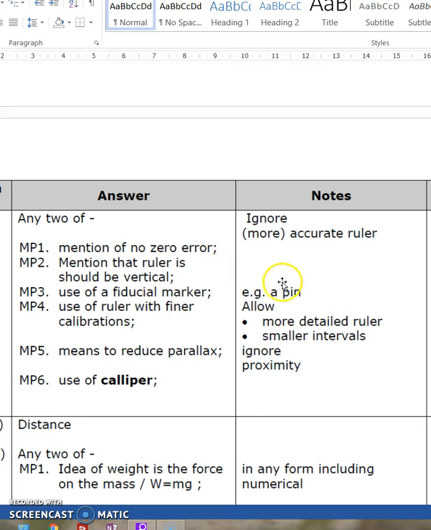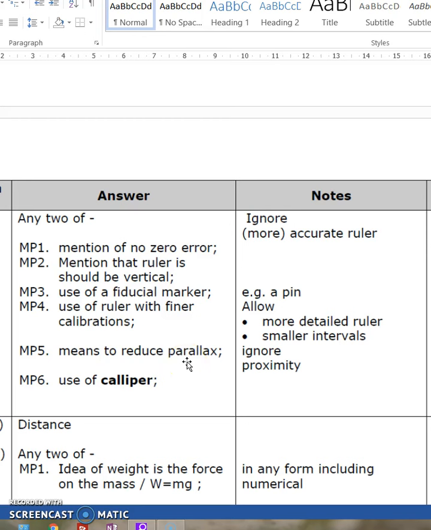The use of a marker such as a pin to line up the base of the masses with the scale. The use of a ruler with finer calibrations or smaller intervals or smaller divisions was acceptable. A means to reduce parallax error. Now this is by getting your eye level when reading the scale, and the use of a caliper. You weren't allowed a more accurate ruler, but a caliper is a special measuring instrument which is more precise. It can measure down to 0.1 millimeter very easily.